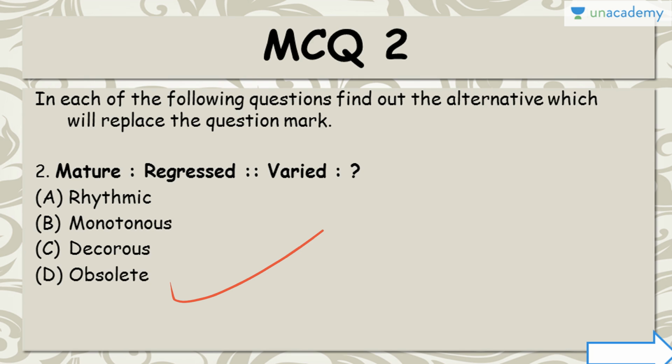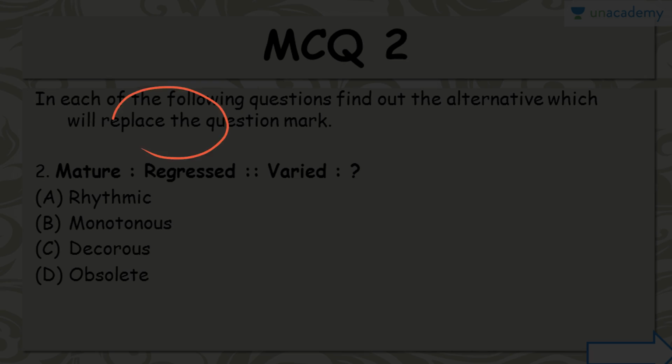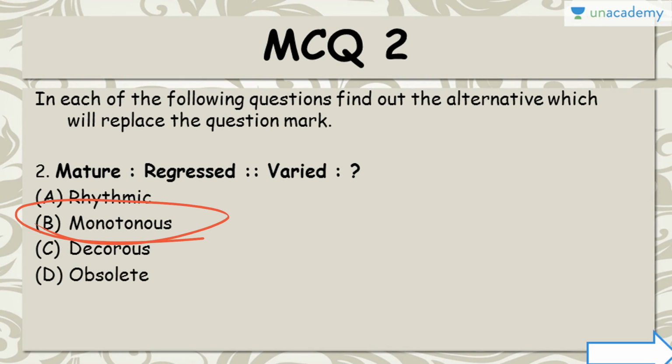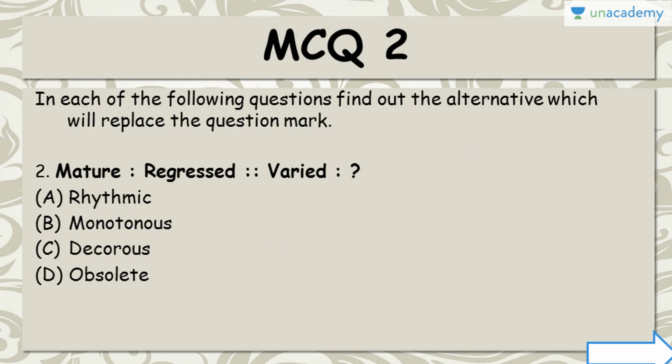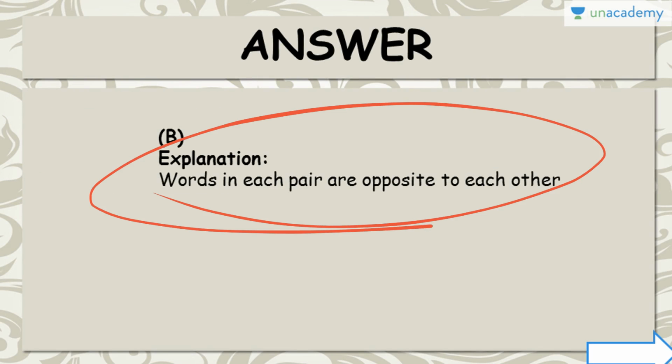And the correct answer to this question is B, that is monotonous. So if mature is to regressed, varied is to monotonous. How? Because words in a pair are opposite to each other. Mature is someone who understands a lot. A regressed person is the one who doesn't get things, who's very low in understanding. A varied thing is which has variety. A monotonous thing is just mono, that is in a single way. So monotonous and varied are opposite to each other in the same way as mature is the opposite of regressed. So this is the explanation of why B is the correct answer.